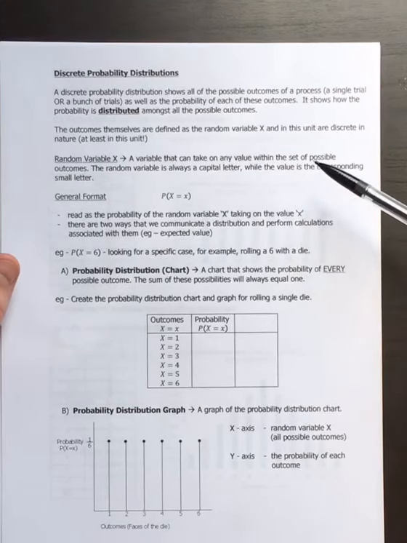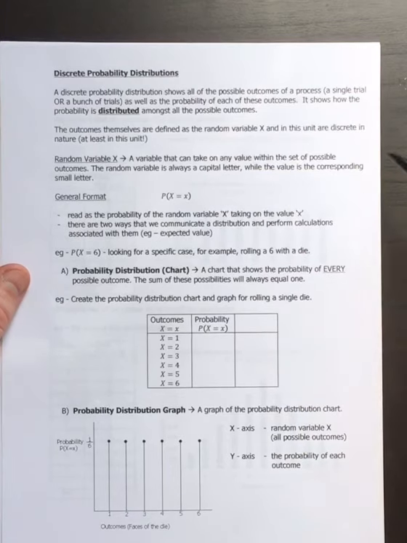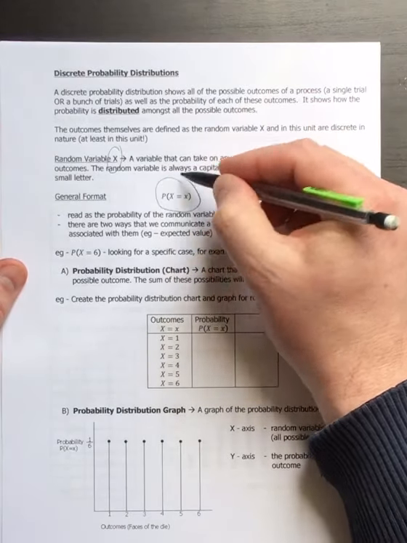Now there's a couple of ways in which we communicate these ideas. But before we do that, we want to talk about something called the random variable x. The random variable x is basically what the outcomes could be. So here the random variable is written as X, of course, and P(X = x) is the probability of that random variable X.